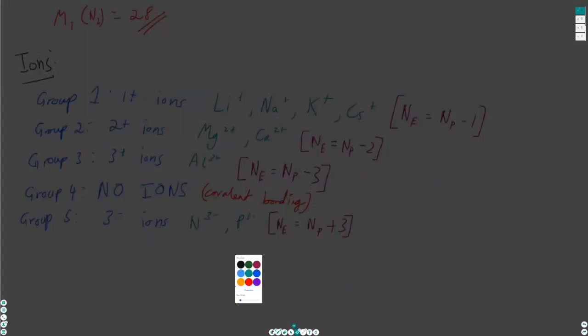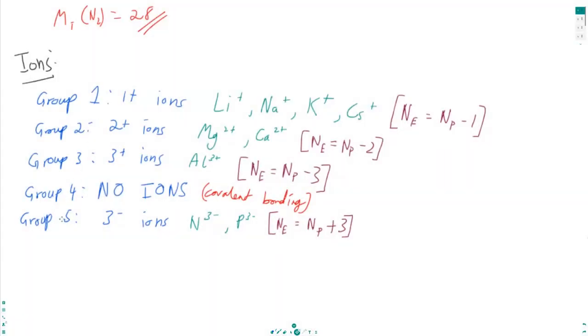Group 6, well, they're calling it group 16, but that's just the way their periodic table is structured. In a proper periodic table, you have group 1, group 2, group 3, group 4, group 5, group 6, group 7, and group 8, or group 0.